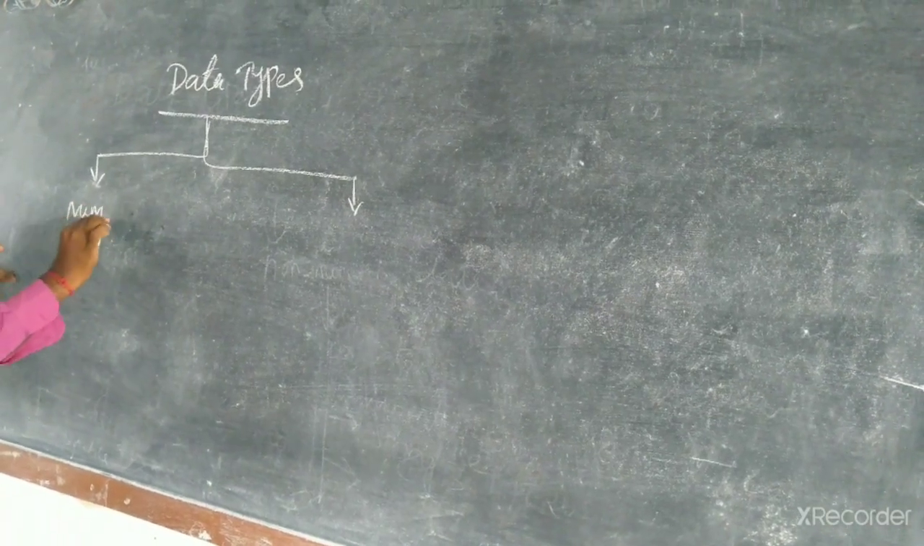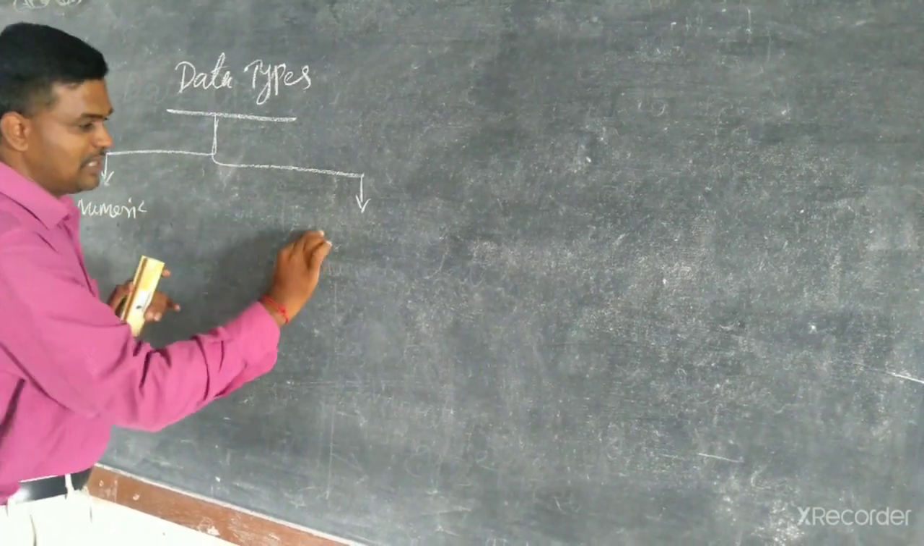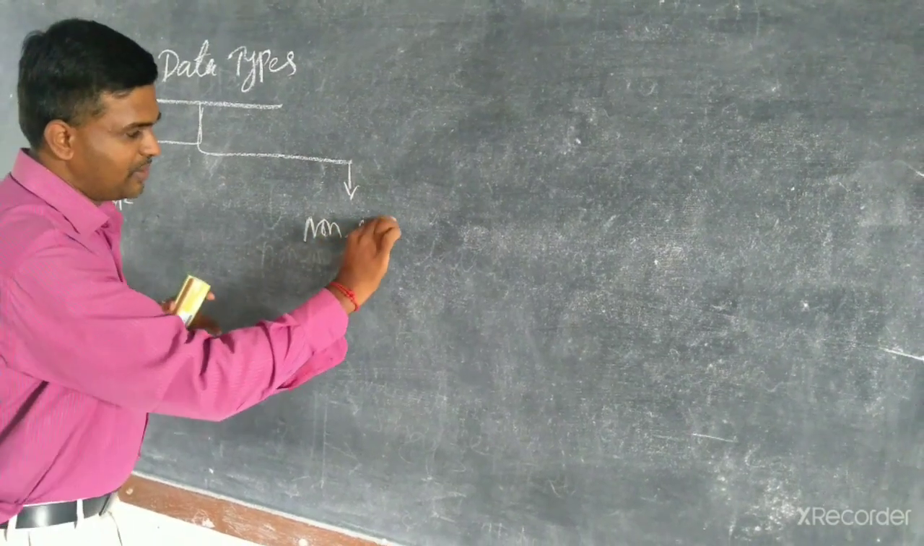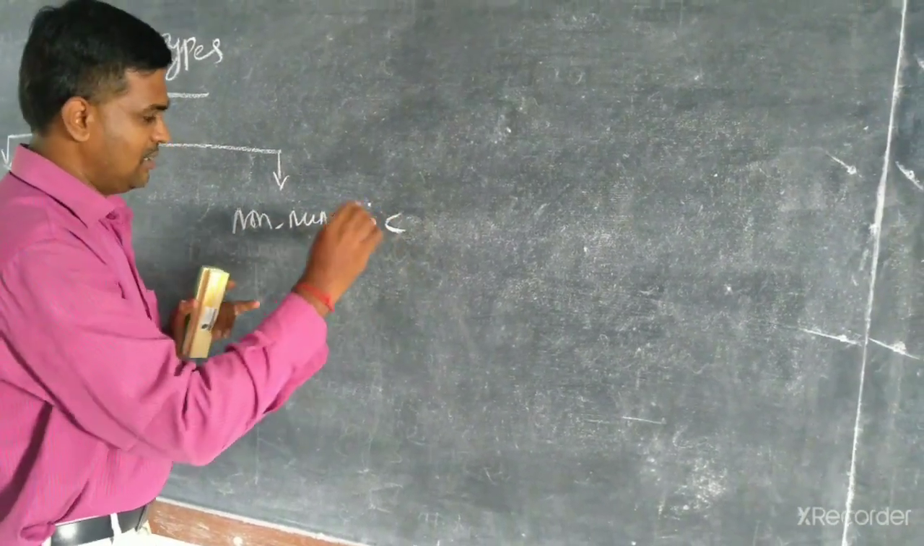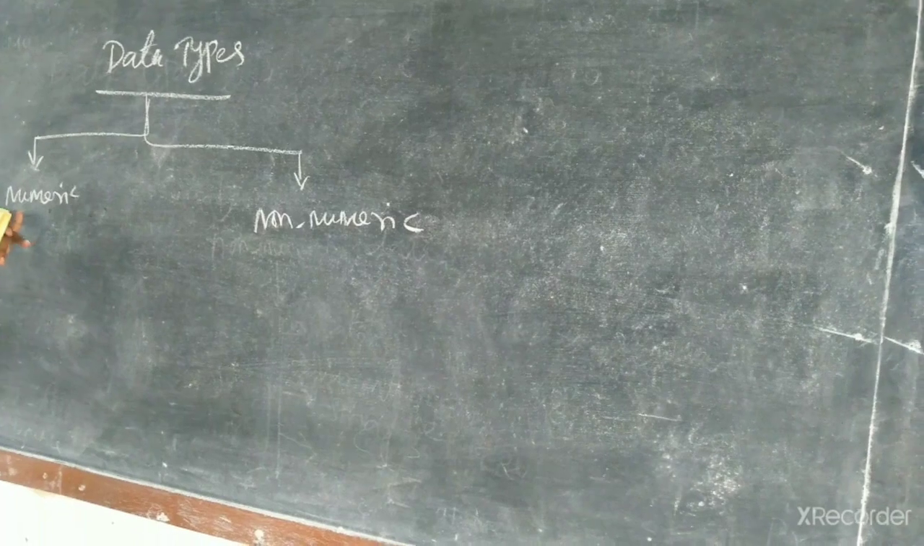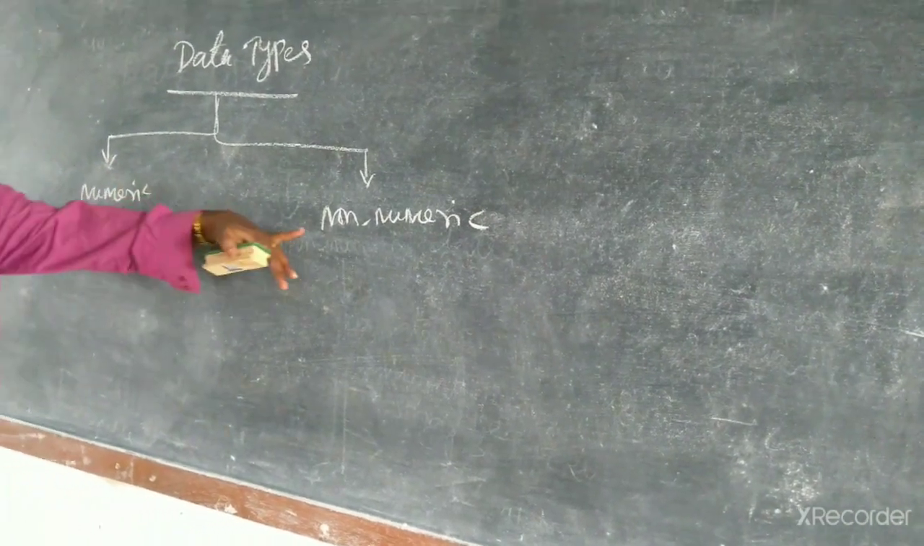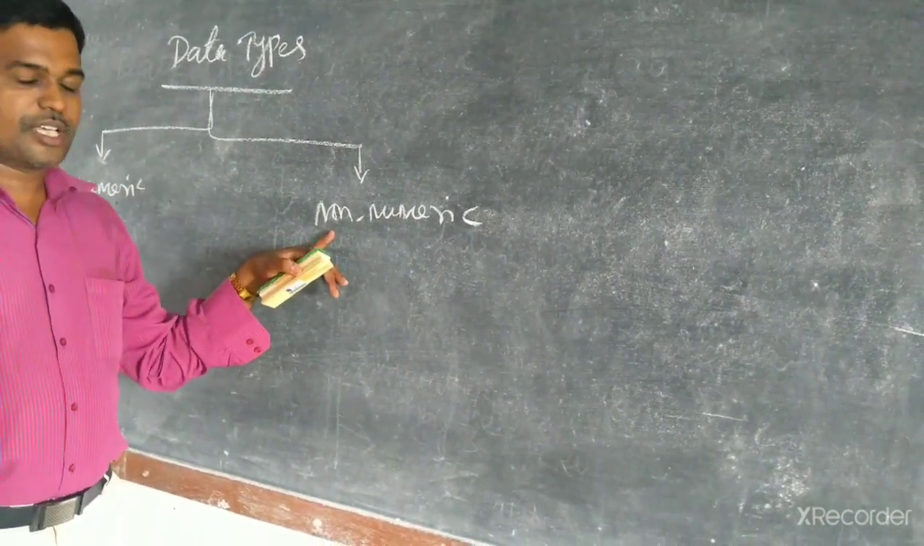Numeric data type and non-numeric data type. Numeric means digits, non-numeric means strings.